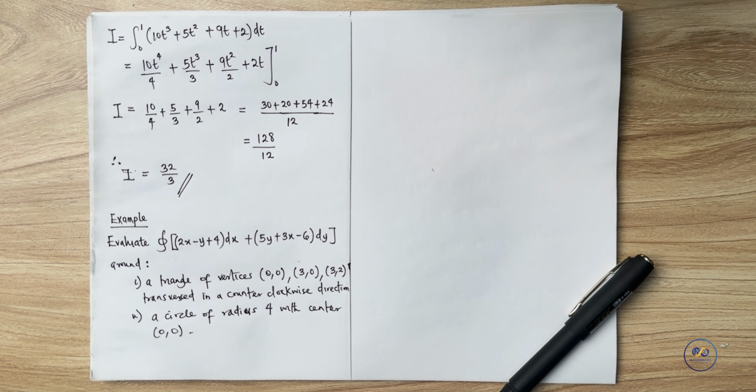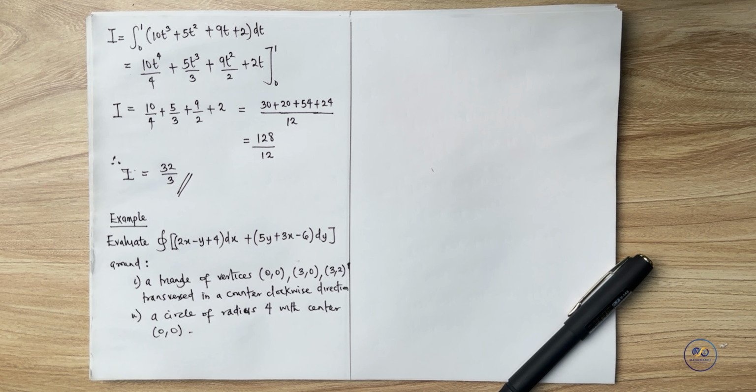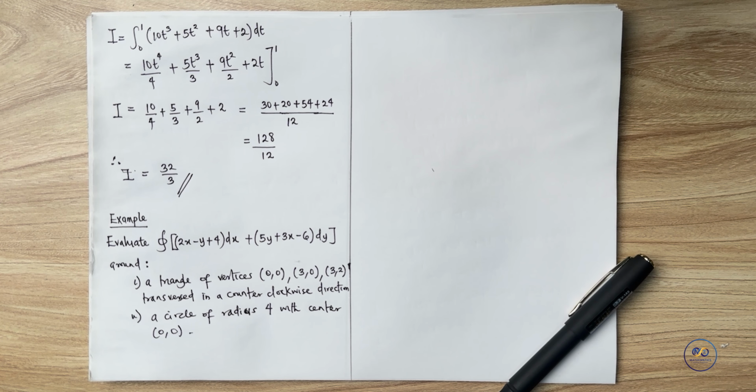So here it is. Evaluate the integral of (2x minus y plus 4) dx plus (5y plus 3x minus 6) dy around a triangle of vertices (0, 0), (3, 0), and (3, 2), traversed in a counterclockwise direction, and then a circle of radius 4 with center (0, 0). So please try your hand on this. Once you have an answer, continue on with our next video to see how we solve this problem.